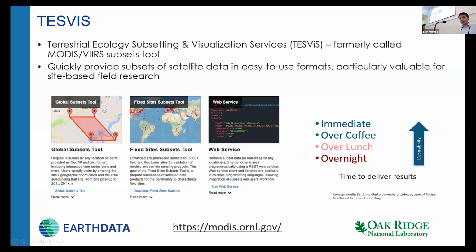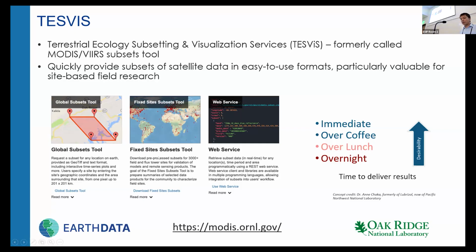There is a tool called Global Subset Tool, where users can come and select a location, and then also select a time period and submit the order. And they will wait until the order is processed. When the order is processed, the user will get an email that says, hey, your order is ready, come and get it. That period can be overnight or over lunch. But if the area is fairly big, and there's a long queue of users waiting to get their order, it could go a couple of days as well.